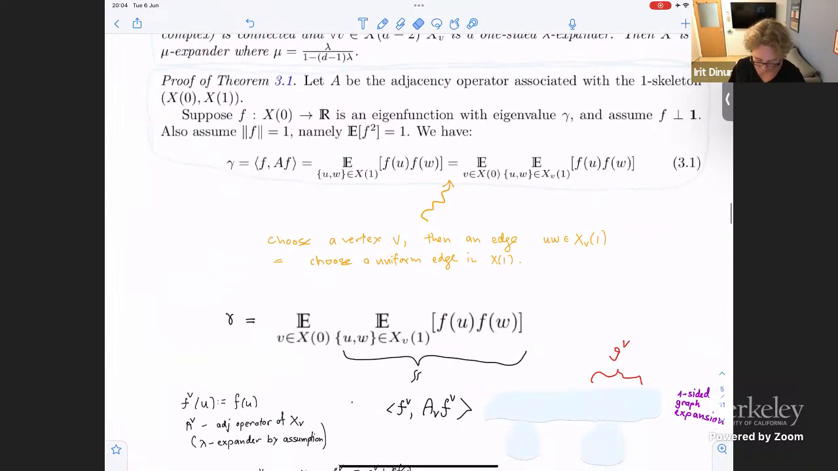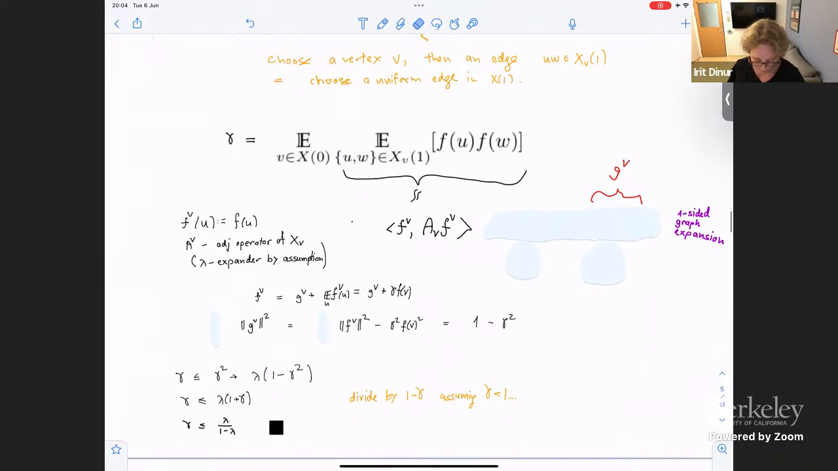Okay, now once we have this equality, we can use stuff that we know about the links. So we have gamma equal to this expectation over V, and then expectation of something that's going on inside the link of V. And to emphasize, we can define f superscript V to be a function that's only defined on the vertices that are neighbors of V, and it's just the same as f. F^V of u is f of u. And we can denote A superscript V to be the adjacency operator on the link.